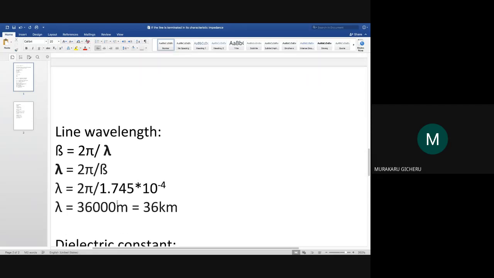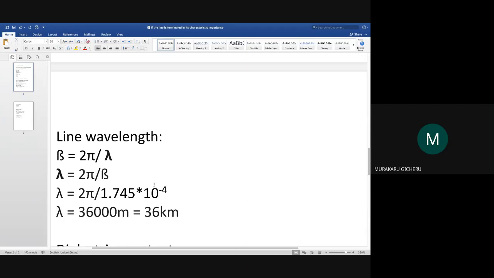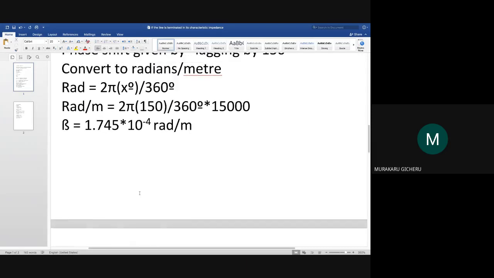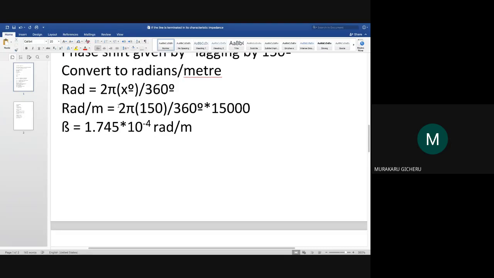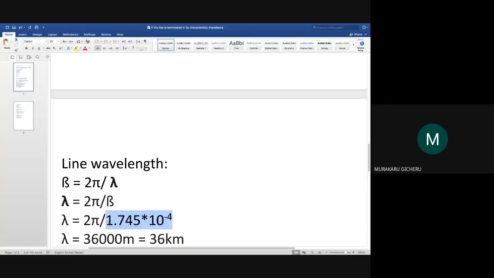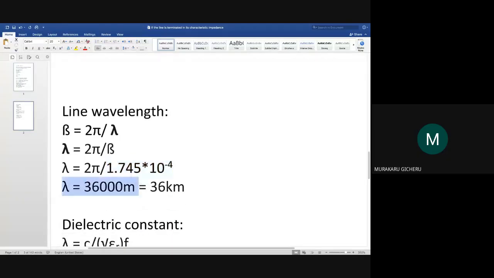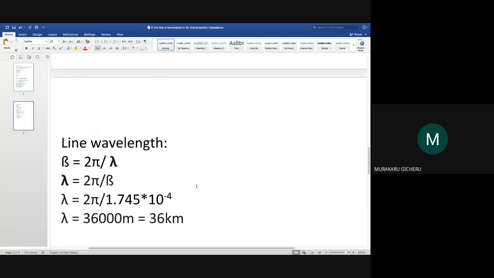If you use the value of beta, which has been rounded off, your answer will be slightly off. But if you just plug this into your calculator, you will get lambda is equal to 36 kilometers. Are we good until there? Any questions? No questions.